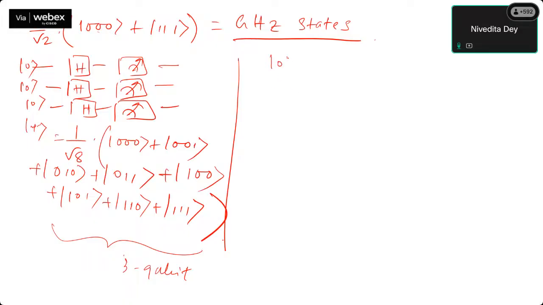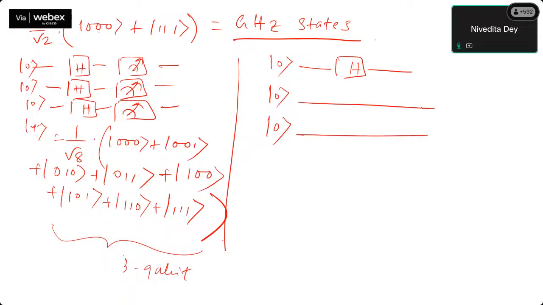Say you are initializing all with 0 as you have done here, but only on the first qubit you have applied one Hadamard. And then on these qubits, you have just applied a simple CNOT, as well as another CNOT from here.